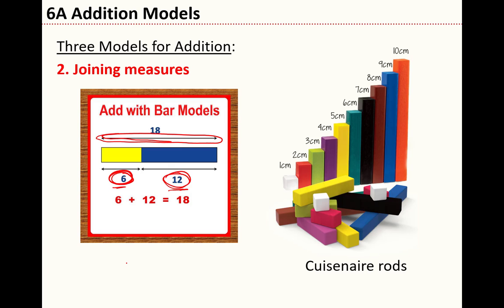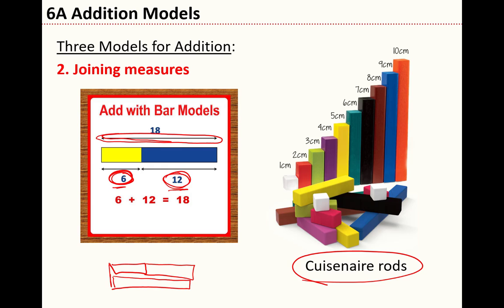A popular manipulative for demonstrating joining measures are these Cuisenaire rods. So I could take a block of length 2 and then a block of length 3 and lay them over a block of length 5. And we see that they have exactly the same length together. And so there's our demonstration that 2 plus 3 equals 5.